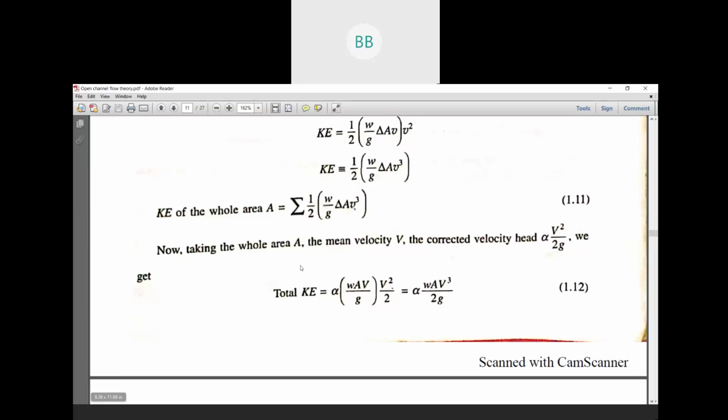the kinetic energy of the whole cross-sectional area, the equation will be the same, half into mass into velocity square, half mv square. So mass, again we have already discussed, its specific weight.